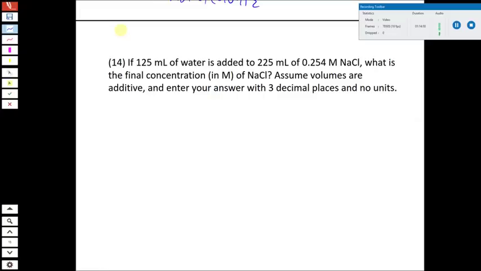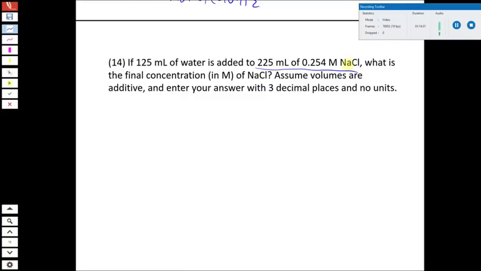All right, in number 14, we have 125 milliliters of water added to 225 milliliters of 0.254 molar NaCl. What is the final concentration in molarity? So here we should recognize immediately this is a dilution problem. We just have one substance. We're not reacting the substance with anything else. We're just adding water to change the volume and the molarity. So anytime you have that situation, we're talking about dilution.